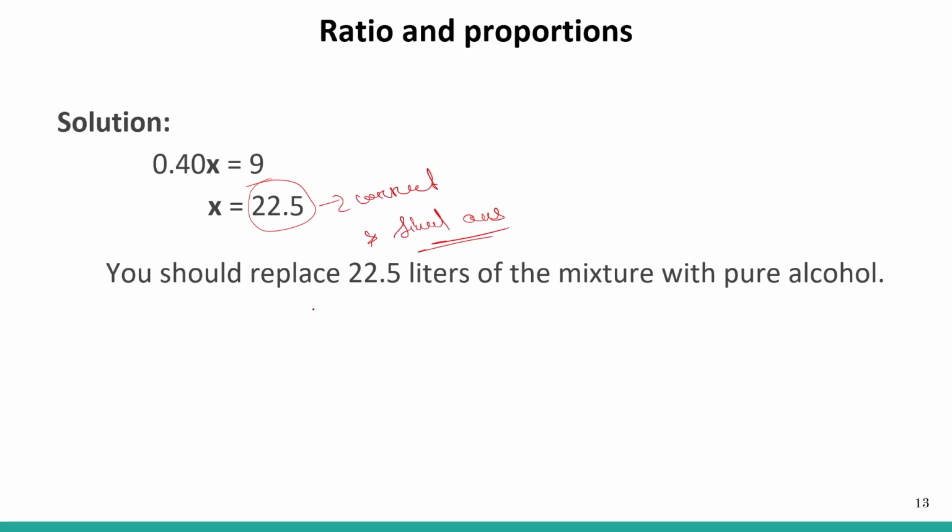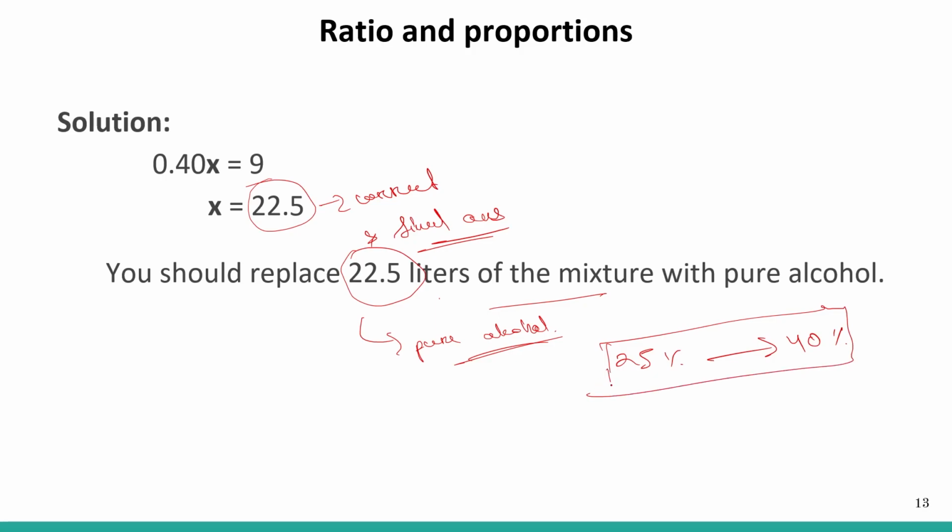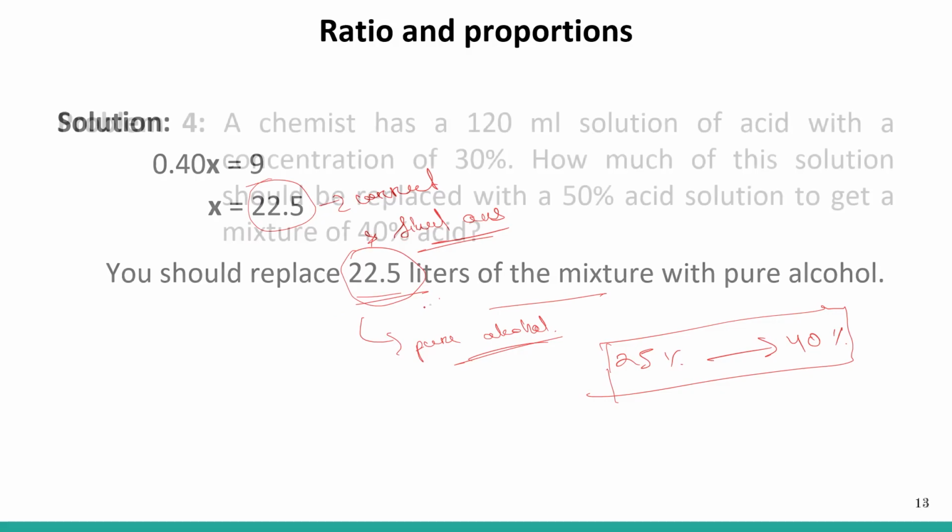So you should replace 22.5 liters with pure alcohol in the mixture, so that the concentration goes from 25% to 40%. For this kind of increment, you need to add 22.5 liters of alcohol. So let's see.